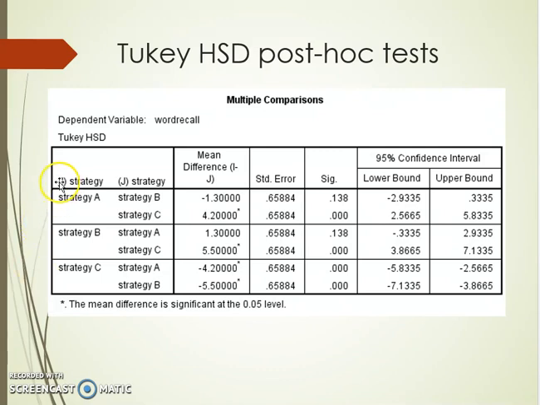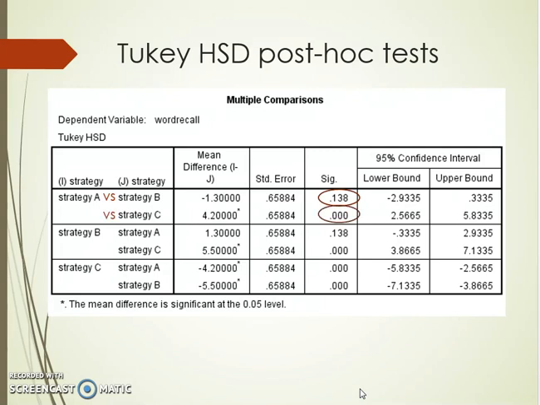I want to point out that we've got this column here that says strategy, and then another column here that says strategy. So let's take a look at what they're trying to get at here. We're comparing strategy A versus strategy B, and this tells us the difference between the means, and then this is the significance of that difference. Using our rule of thumb of 0.05, we can see that that's greater than 0.05. So that tells us that while there's some difference somewhere between these three groups, there's not a significant difference between Group A and Group B, or Strategy A and Strategy B.